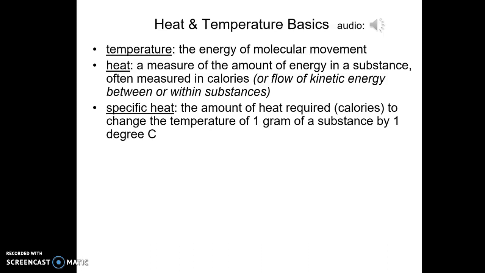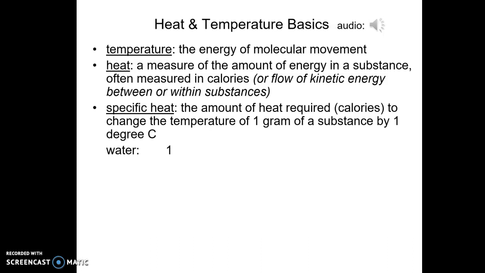Specific heat is the amount of heat required to change the temperature of 1 gram of a substance by 1 degree C. Amazingly, we have something kind of easy to learn now that we're in the metric system. We don't have to use the complicated units like British thermal units and ounces of water and so on. We have a very nice system.